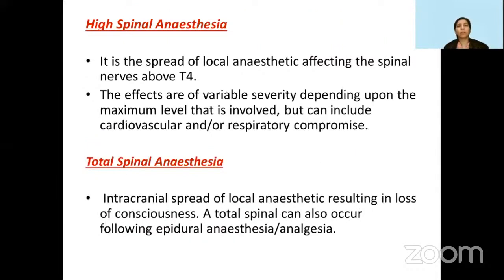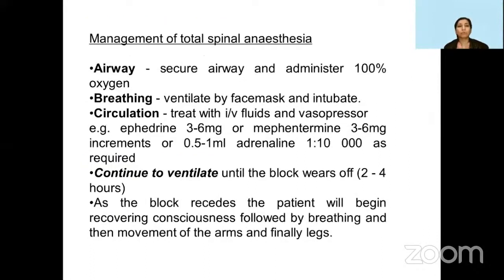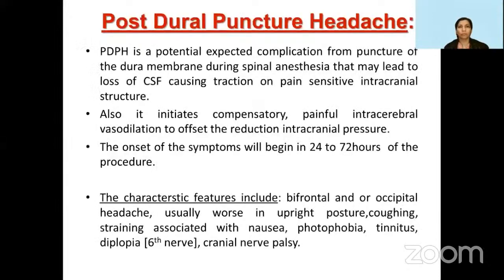High spinal: the spread of local anesthetic is above T4 level, and total spinal anesthesia can occur with intracranial spread of local anesthetic, resulting in loss of consciousness. Management is by the maintenance of ABC, airway, breathing, circulation, and continue to ventilate till the block wears off. As the block recedes, the patient regains consciousness, followed by breathing and movement of arms and legs.